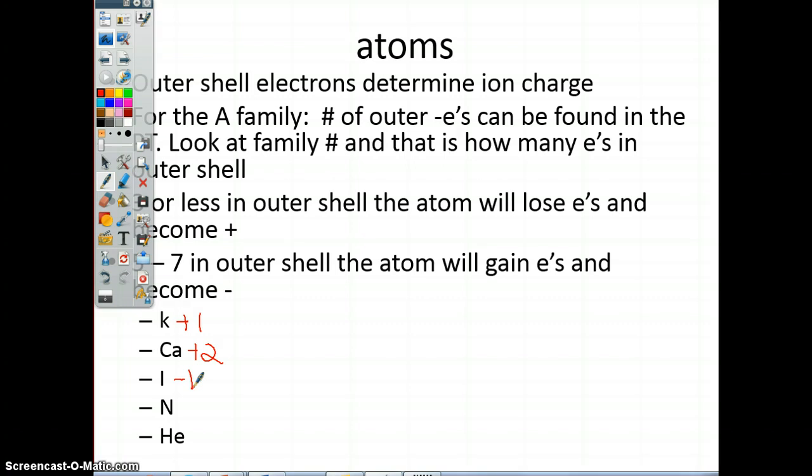N is nitrogen, which is in family 5A. 5 electrons in the outer shell. It's too hard to lose 5. It's a lot easier to get to 8 by gaining 3 electrons. It's gaining 3 negatives, -3.